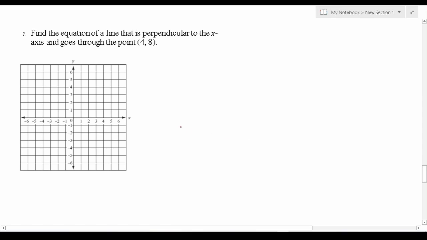Number 7 says find the equation of a line that is perpendicular to the x-axis and goes through the point 4, 8. So this is just the opposite of what we did. Let's think about what we're doing real quick, because there's not much math involved in solving these. We want an equation of a line that is perpendicular to the x-axis. Again, this is the x-axis. If something's perpendicular to it, it's going to look like this. That is, it's going to be a vertical line.